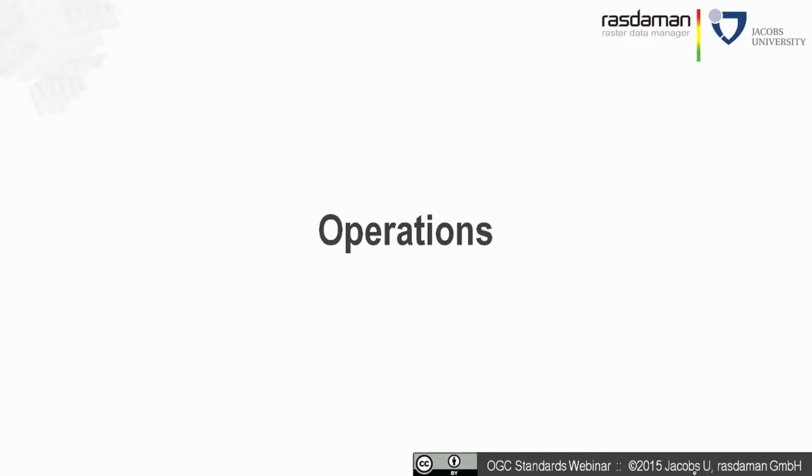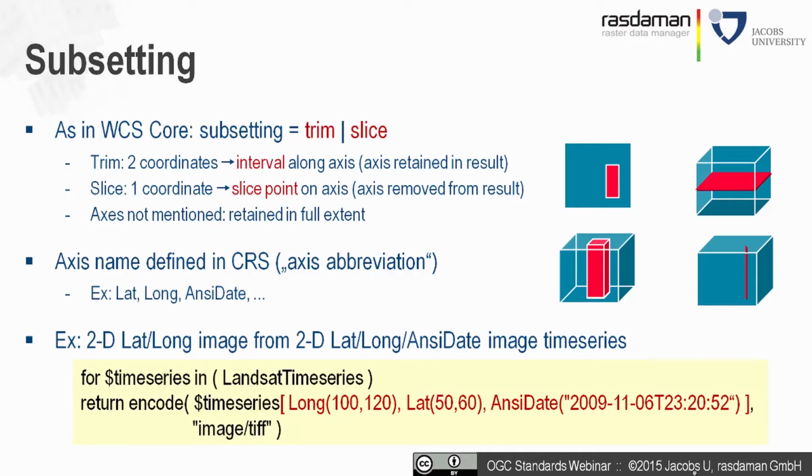But what operations do we have available? Let's see. We remember from WCS core that we had subsetting, trimming, and slicing. That is something useful. We want to have that here as well. When we provide two coordinates for an axis, this means trimming. It's an interval that is defined by lower and upper bound. In the example below, we have a trimming on longitude and latitude, where we provide two boundary values. This axis actually is retained in the result, so longitude and latitude will be in the result coverage.